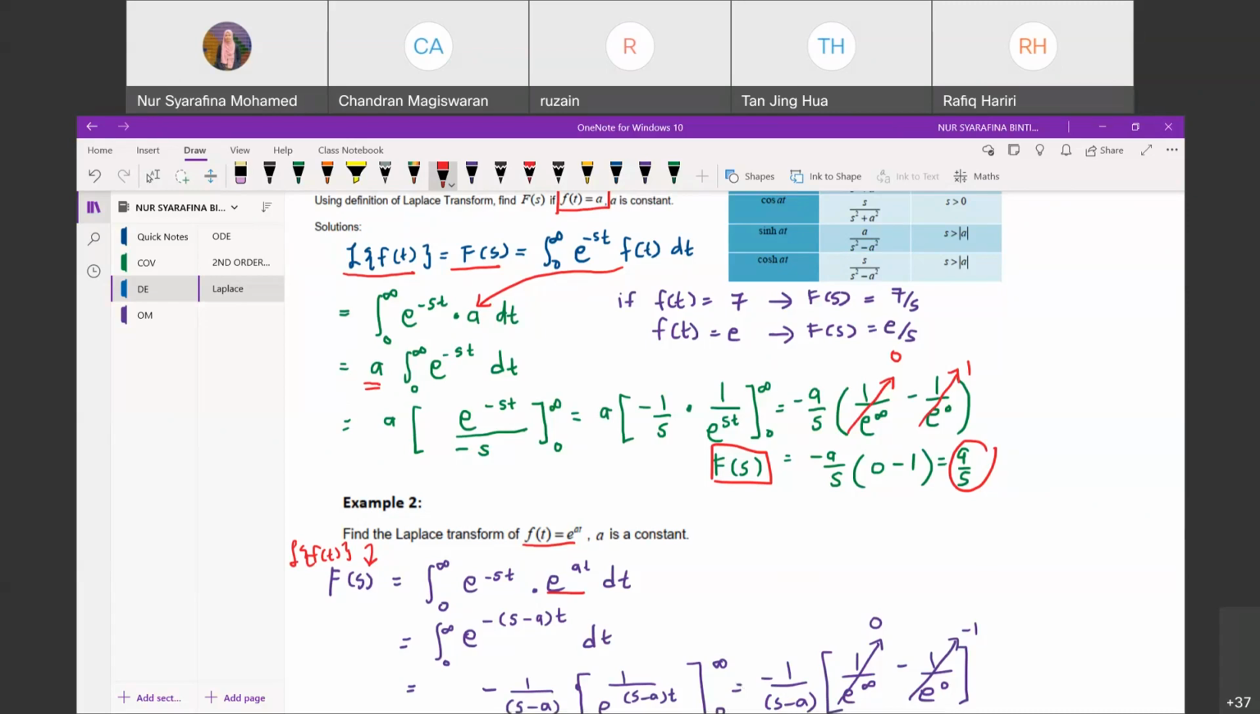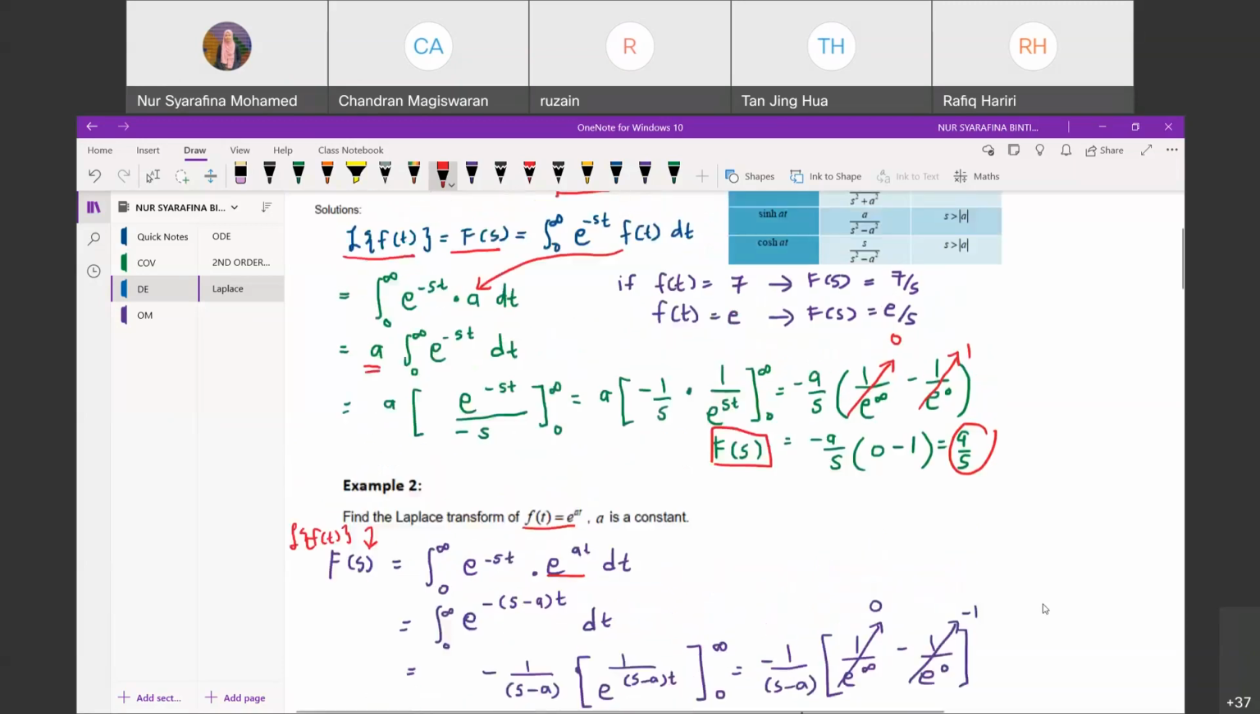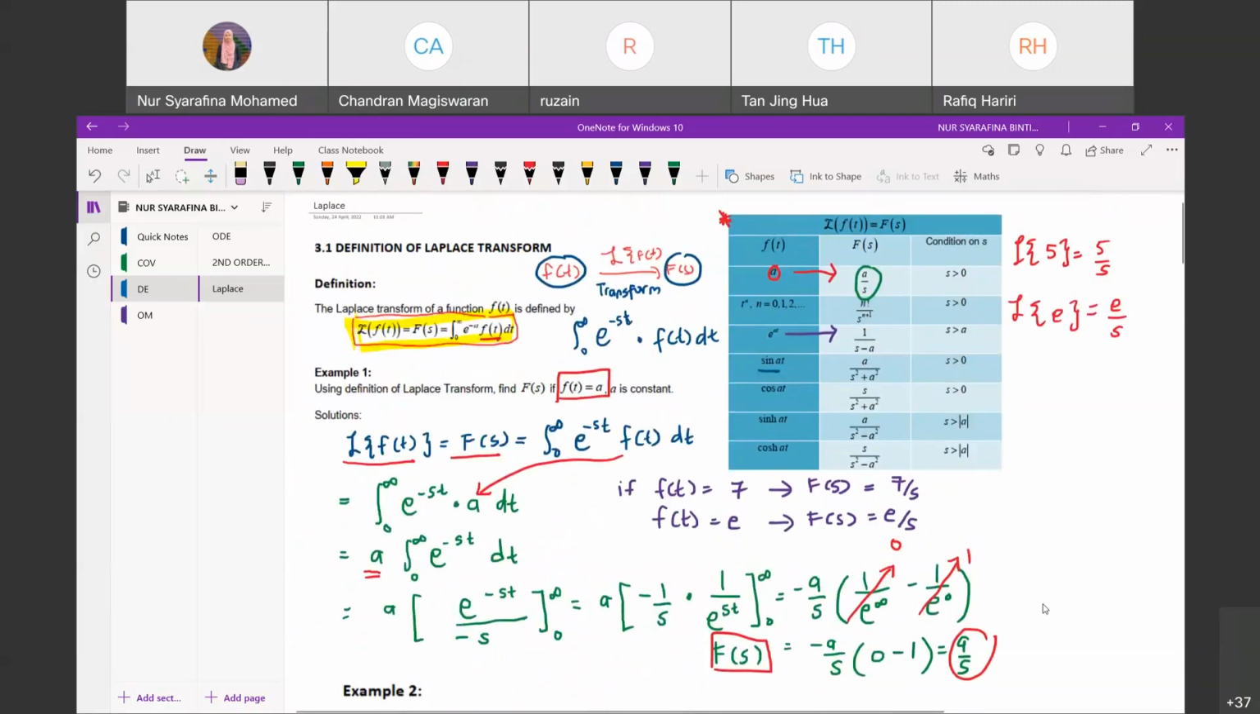Okay, this one is just an integration process, right? This one is minus s minus a. Here, put it outside as a constant because there is no t involved there. Then this one is negative, just put it as a denominator. Okay, and substitute the limit from 0 to infinity, and you will have F(s) equals 1 over s minus a. So as you can see from the table, if your f(t) is e to the power of at, you will have 1 over s minus a.